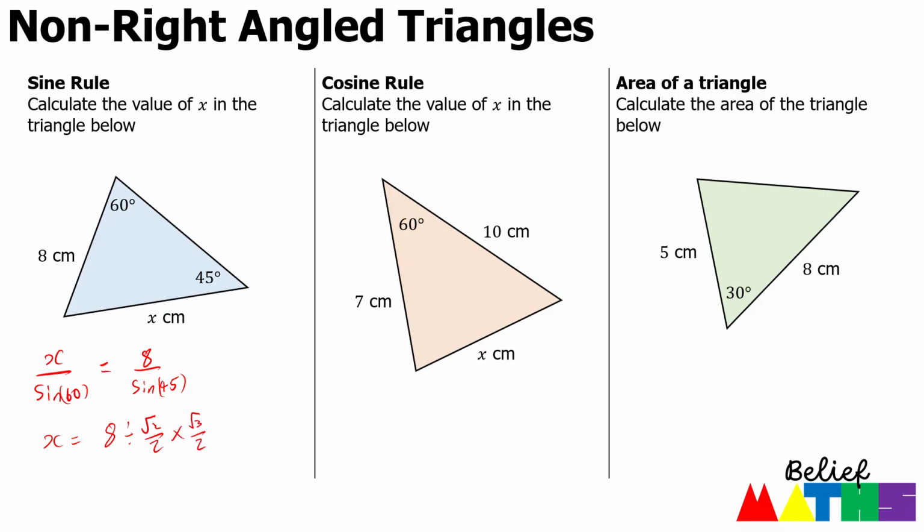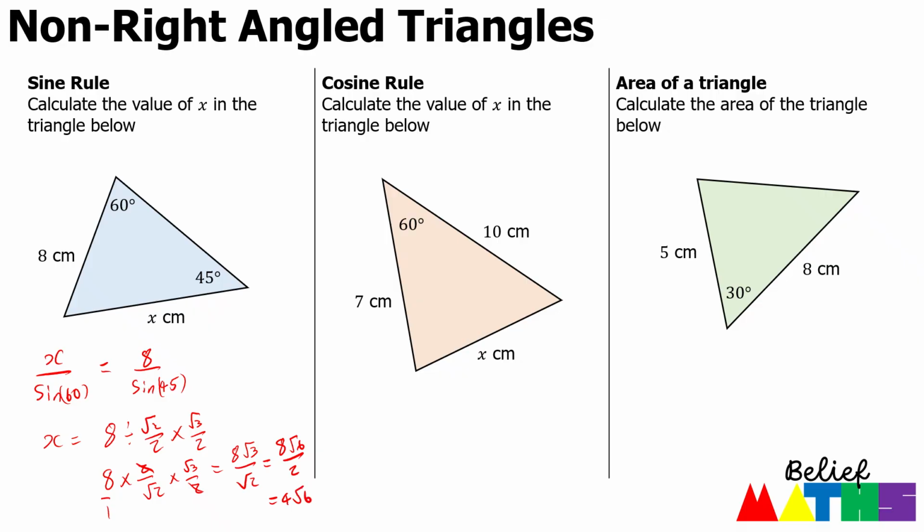Now when we divide, we do keep, change, flip. So we do 8 times 2 over root 2 times root 3 over 2. That's 8 over 1. Now we can do some simplifying. These 2's will cancel and we'll end up with 8 root 3 over root 2. We don't like surds in the bottom, so we're going to rationalize that like we did earlier, and that will give us 8 root 6 over 2, which is 4 root 6.